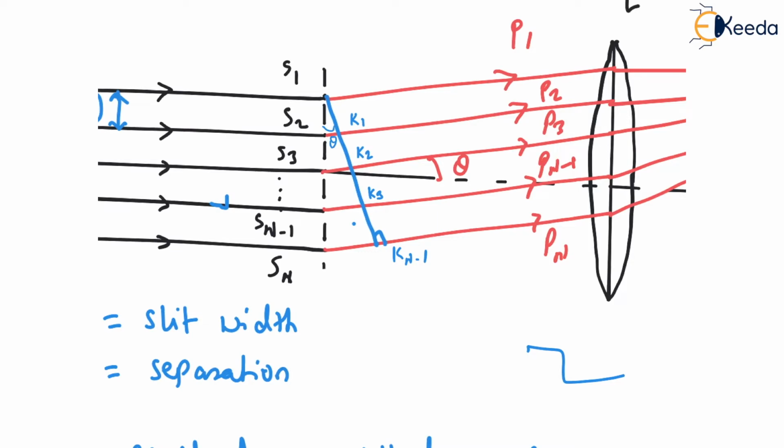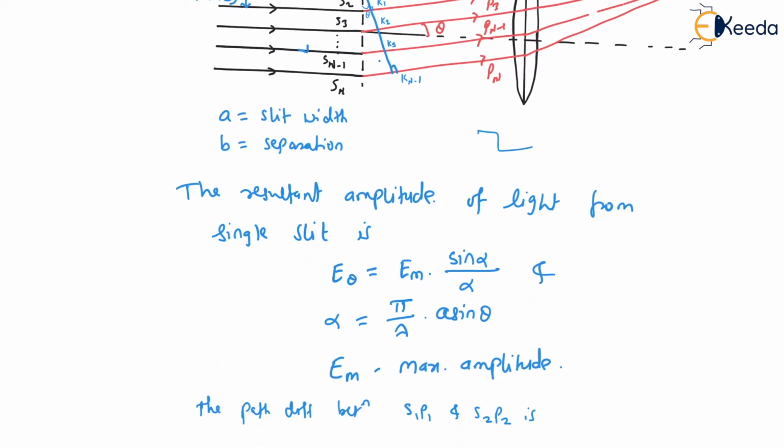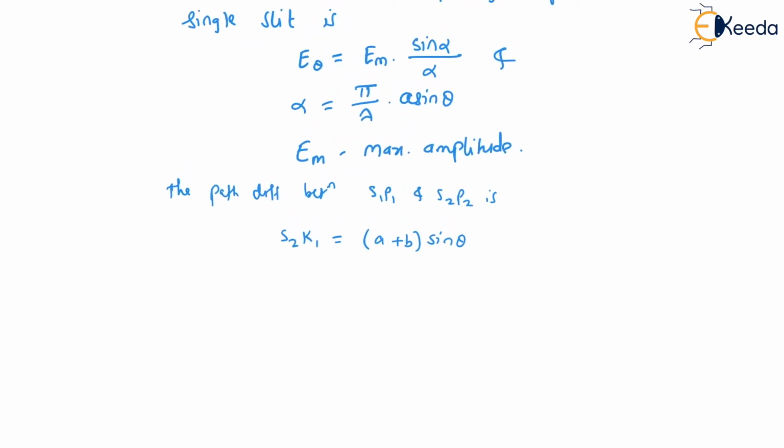This angle will be theta. So here, this is the opposite side, and this particular S1, S2 will be the hypotenuse. So the value of S2 K1 will be what? It will be hypotenuse multiplied by sine theta. That's why here we have written the hypotenuse as A plus B and then multiplied by the sine of the angle, that is sine theta.